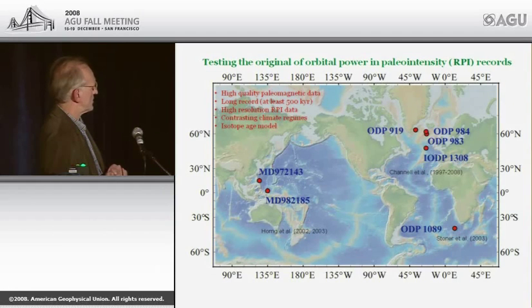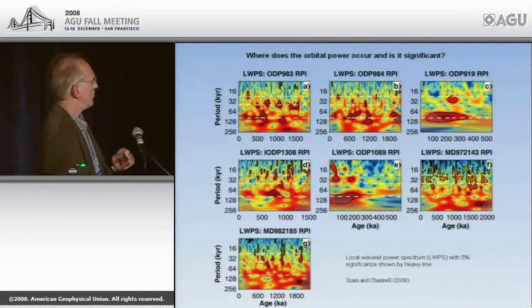We wanted to test this by looking at a different population of paleointensity and isotope records, some from the Pacific. These are records published by Hornung in 2002 and 2003. This is Site 1089 from Joe Stoner, and this is mainly our work from the North Atlantic. We wanted to first run these wavelet power spectra and see where the power is in the different paleointensity records.